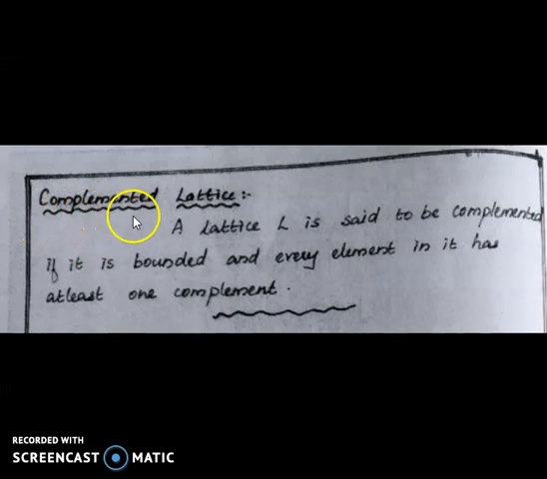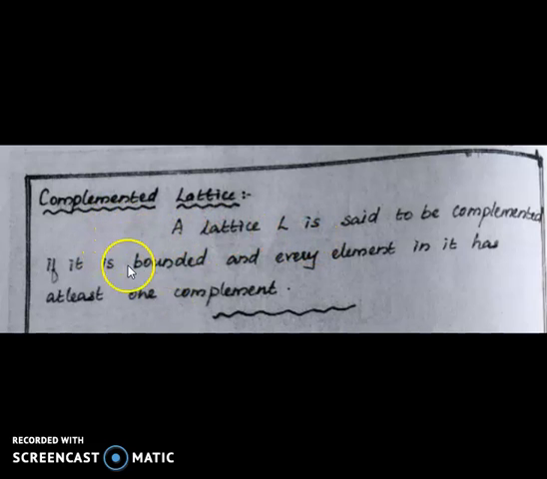Okay, now let us learn complemented lattice. A lattice L is said to be complemented if it is bounded and every element in it has at least one complement. So just now we learned what is a bounded lattice. So a lattice is said to be complemented if it is bounded.